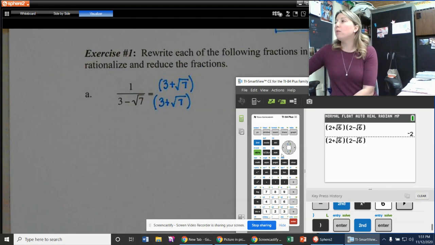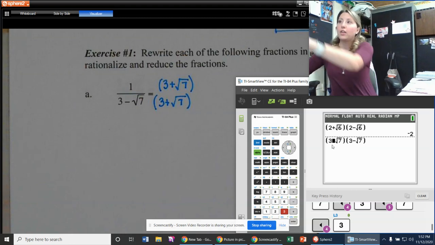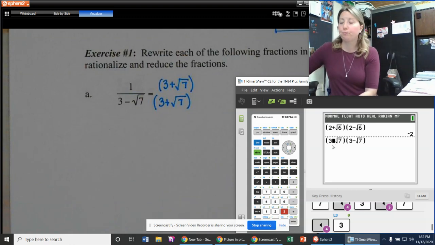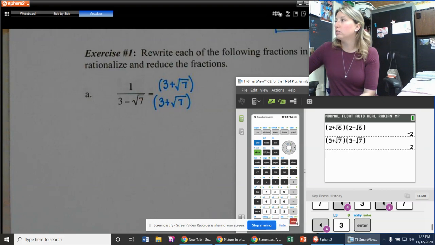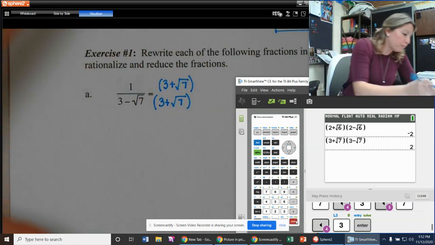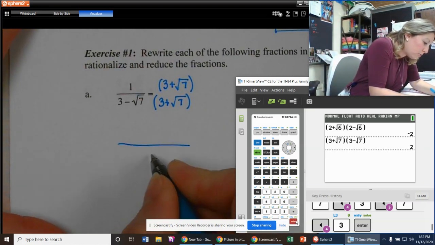Then I'm just going to arrow backwards and change my radical to have a 7 in it and change my number to be a 3. Then I'm going to do it again. The radical is going to have a 7 in it, and my number is going to have a 3. And that is my conjugate pair that I have multiplied together here. So I press enter. Oh, it's just a 2. Okay, cool. That means in my denominator, there's really just a 2.